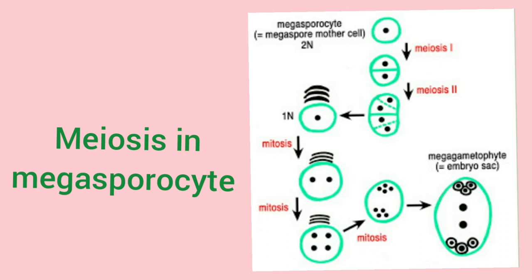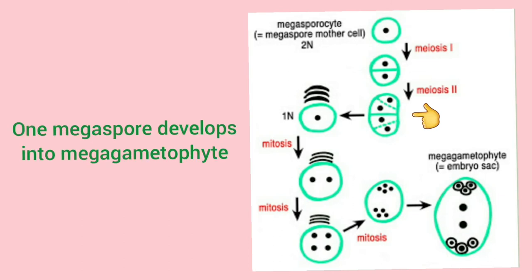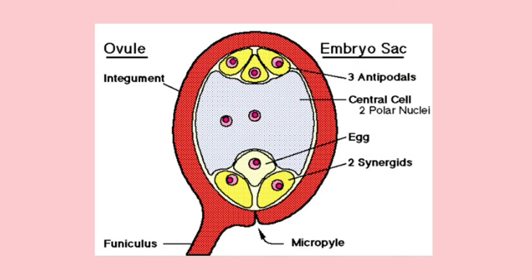Megaspore mother cell or the megasporocyte is a diploid cell in which meiosis will occur, resulting in the production of four haploid megaspores. In most plants, only one of the megaspores develops into megagametophyte, while the other three disintegrate. The megagametophyte, which is the functional megaspore, becomes enlarged and forms the female gametophyte, that is the embryo sac. Initially, the embryo sac is uninucleate.